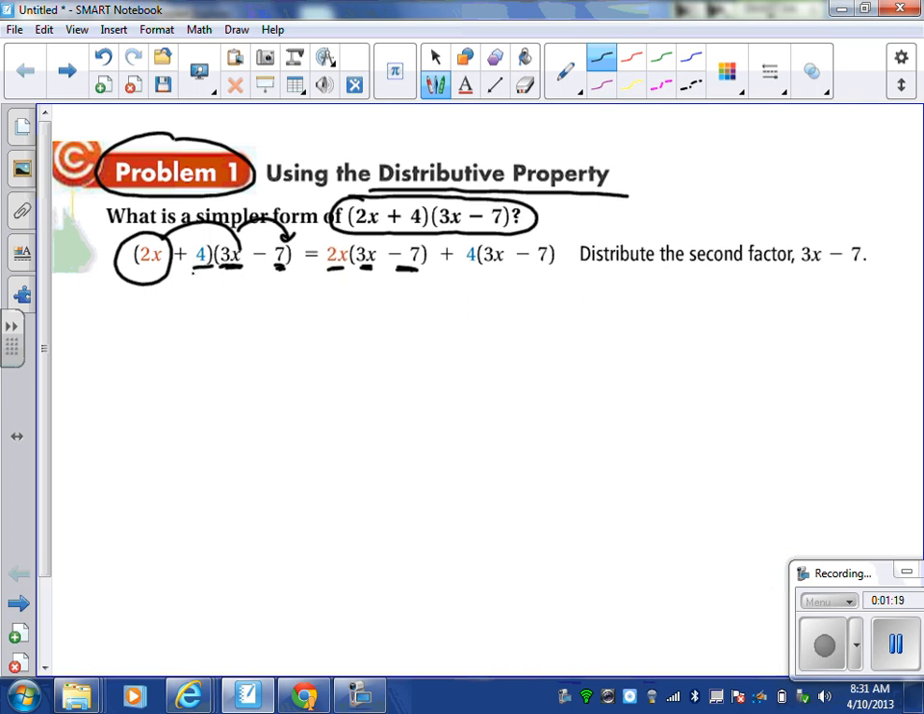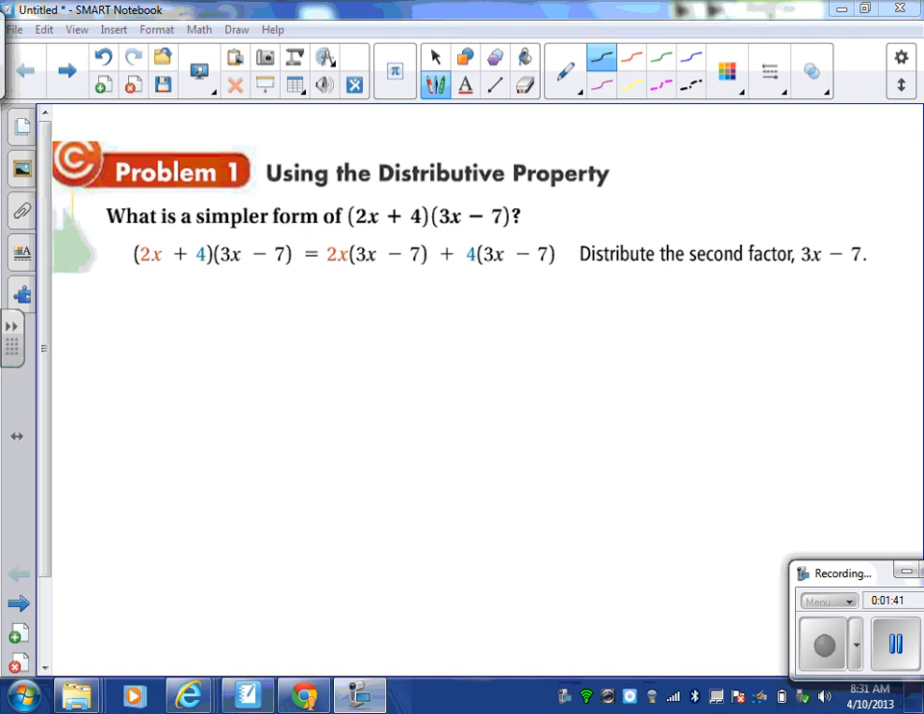And then you take 4, put that number on the outside, and you match it up with the 3x again, and the minus 7 over there. So now you're going to use the distributive property to solve this equation. So what does it mean to distribute? That means you're going to multiply this number with both of those inside the problem, inside the parentheses.